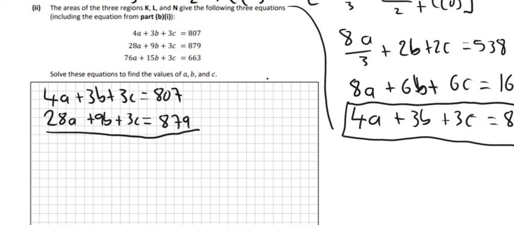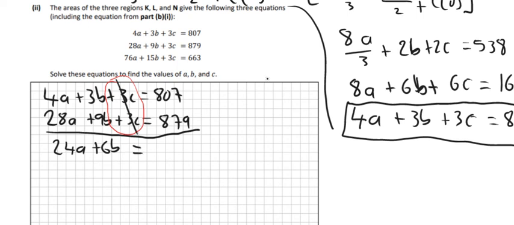You can see the bottom equation has all bigger numbers, so I'm just going to take the top away from the bottom. You can see here as well I don't need to change anything around because the two c's will cancel each other out when we subtract them. So 28a minus 4a will be 24a, 9b minus 3b will be plus 6b. The c's will cancel each other out, so they're gone.